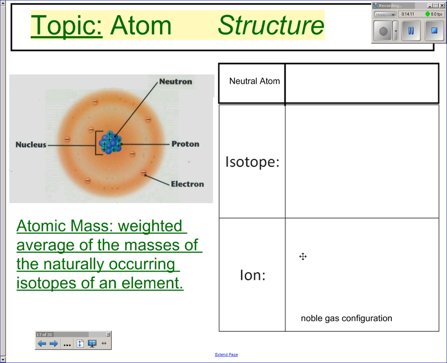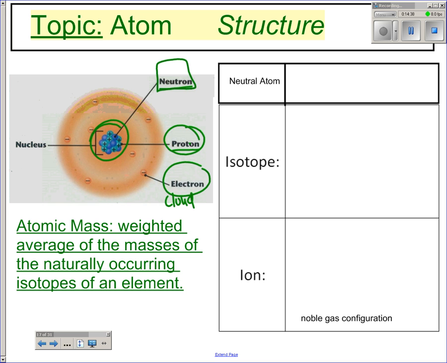The structure of the atom. In the center, we have our nucleus, which is made of protons and neutrons, okay? And outside, we have the electrons, remember, in that cloud. So if we think about the nucleus a little bit more here, the nucleus, which is made of neutrons and protons, the protons are always going to be the same for every atom of an element, but the neutrons can vary.